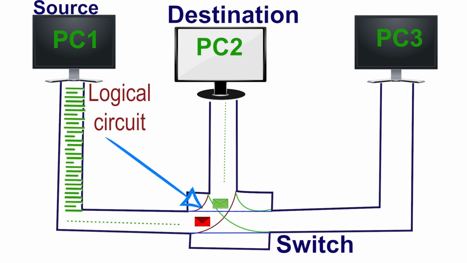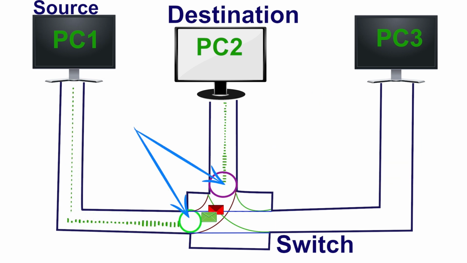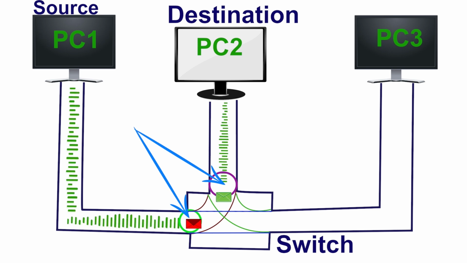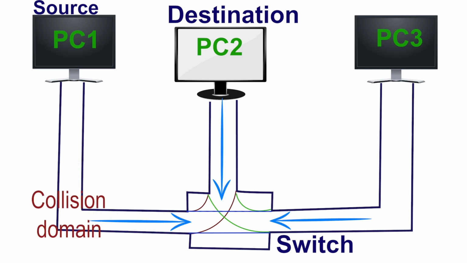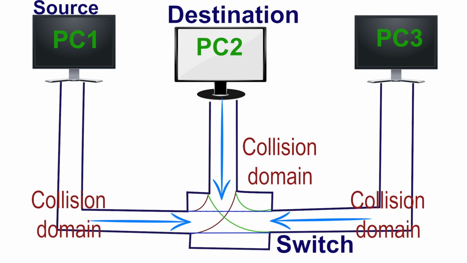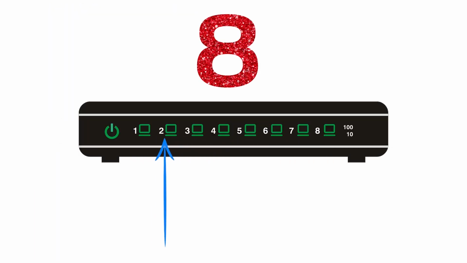By now, remember an Ethernet switch creates a logical circuit between the source and destination devices. It forwards frames only from the port connected to the destination device. It works in the full-duplex mode. These features create a separate collision domain for each port of the switch. For example, an 8-port switch creates 8 collision domains.